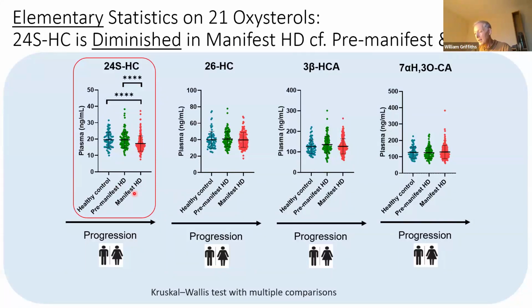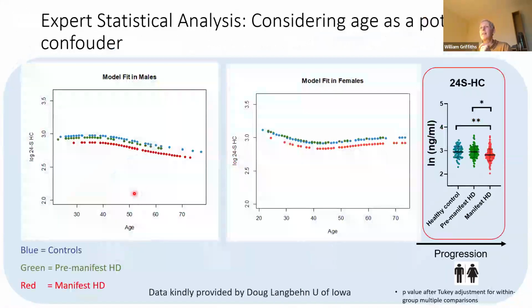So we needed to take age into account as a confounder. We gave all our data to Doug Langman at the University of Iowa, and he modeled all the data, for males and for females. Even once you've done the modeling, you can see that manifest HD in red is always lower than the pre-manifest or the controls at all ages in the model. This is true in males and also in females, although the patterns are somewhat different between them.